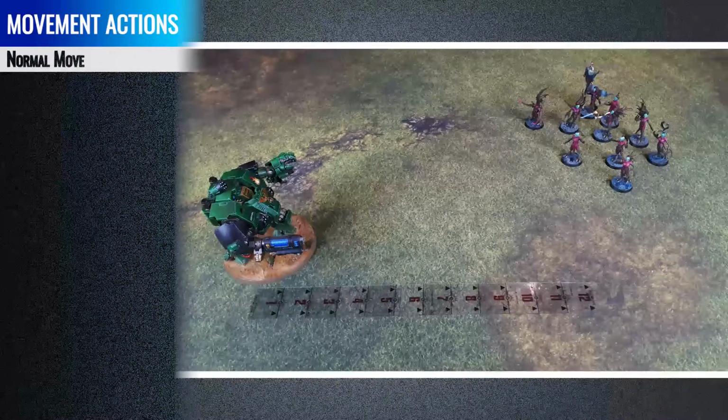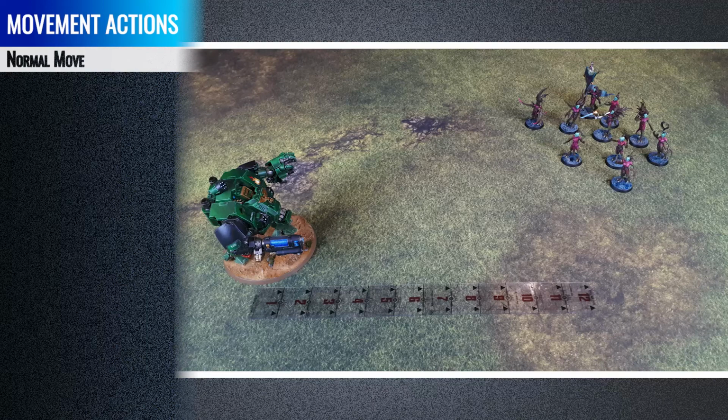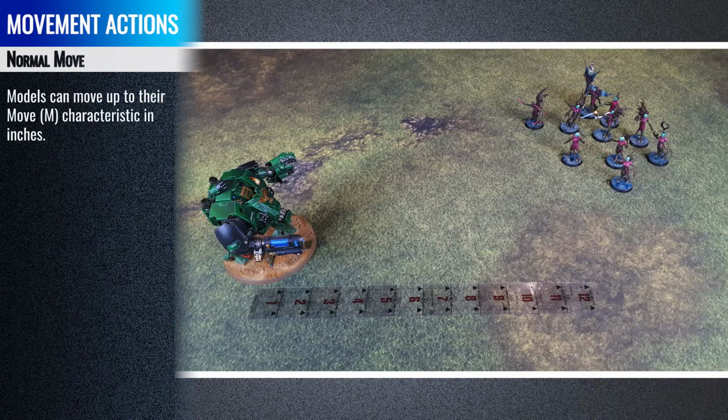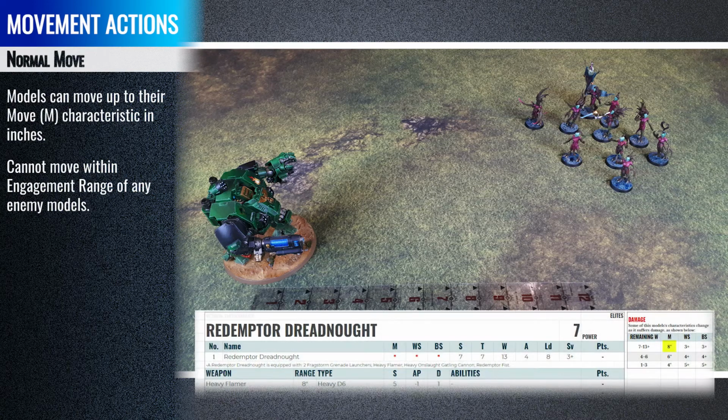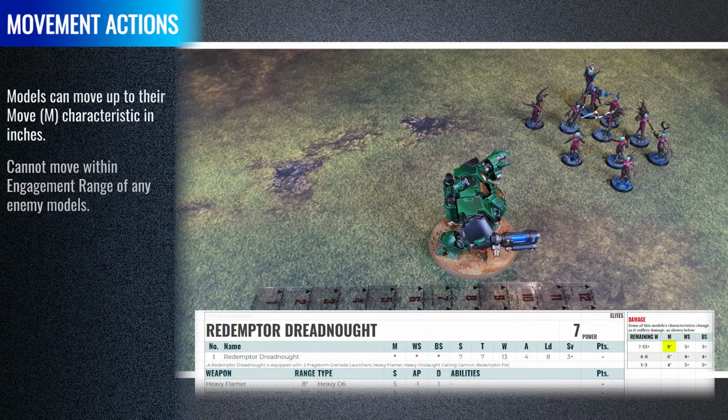The first of the movement actions available to a unit is the normal move. Simply, following the rules mentioned previously, models are able to move a distance up to, but no greater than, their movement characteristic. The Redemptor Dreadnought has a variable movement characteristic, which degrades as it suffers damage. Assuming it's at full wounds, it can move a total of 8 inches.